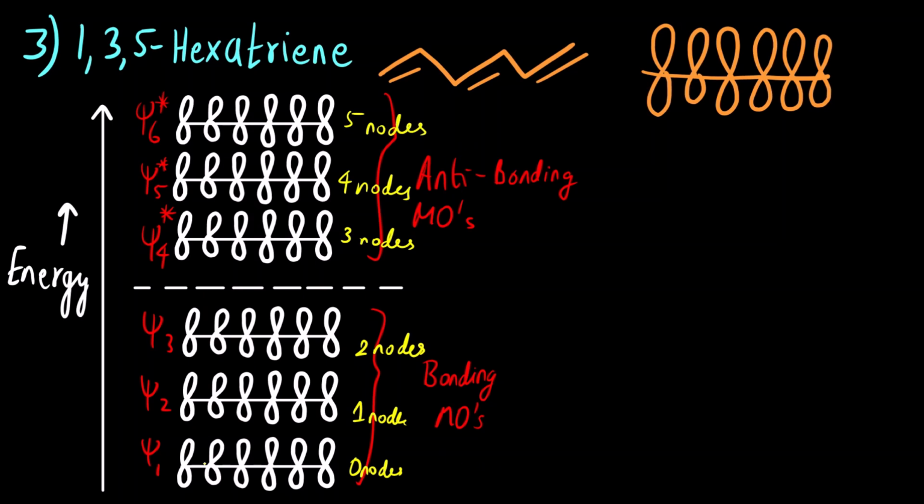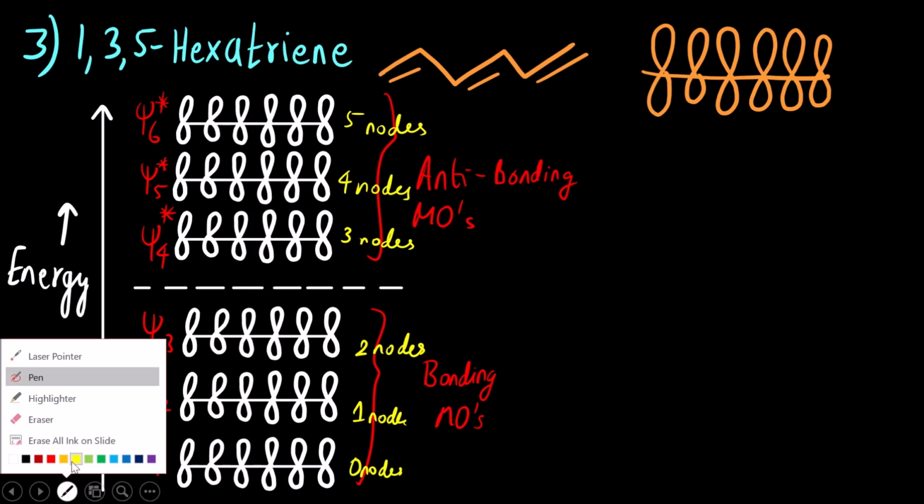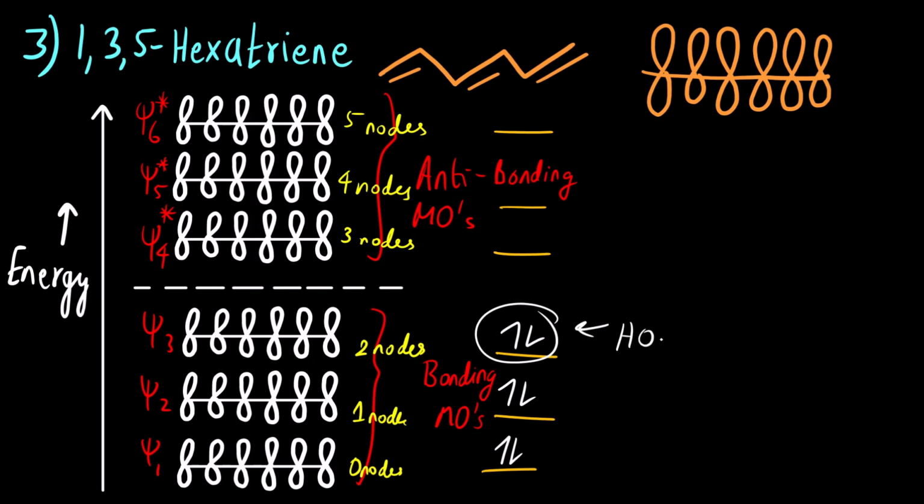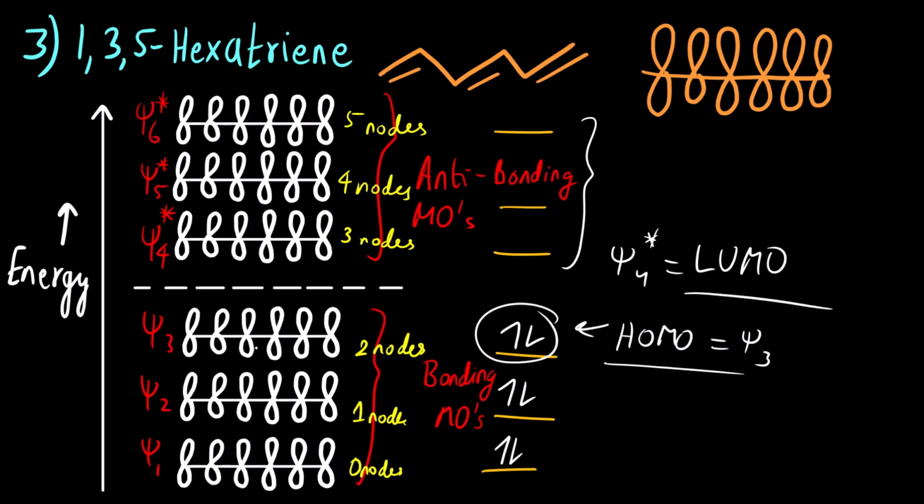Okay, and how do we fill the electrons now? 1, 2, 3, 4, 5 and 6. Okay, so 6 pi electrons, 1, 2, 3, 4, 5, 6. So this is the highest occupied. So here what is the HOMO? HOMO is psi 3. And these are unoccupied, of which the lowest in energy is psi 4 star. That will be the LUMO. So in this way you identify the HOMO and LUMO. And why this is important, we will see in the next video.